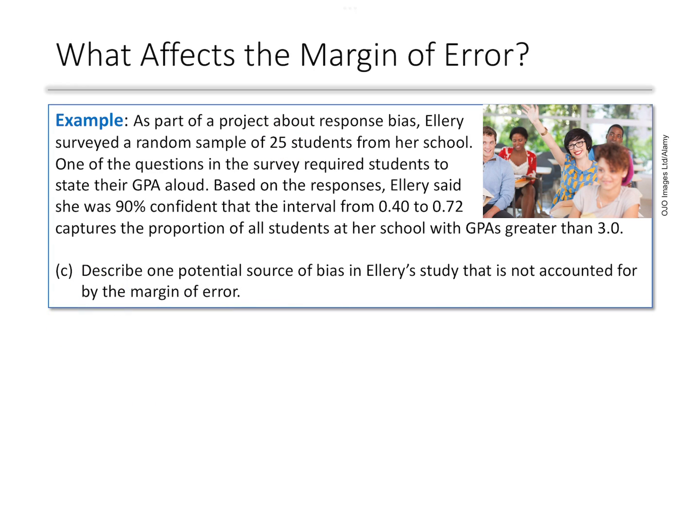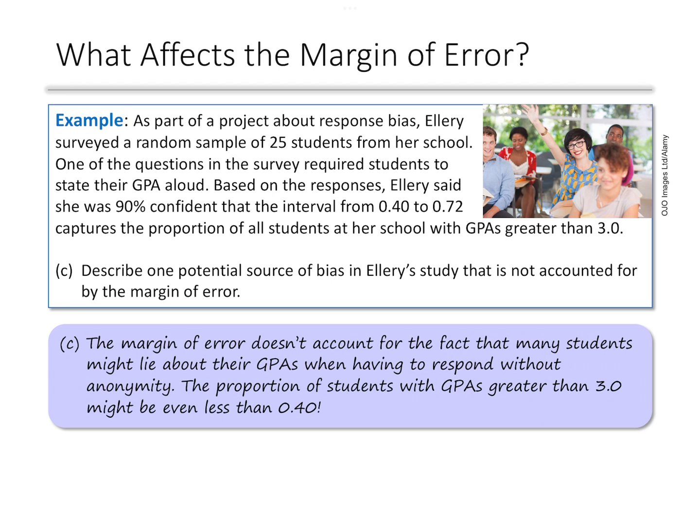And last, in that same situation, describe one potential source of bias in the study that is not accounted for by the margin of error, because remember, bias is not accounted for. The margin of error doesn't account for the fact that many students might lie about their GPAs when having to respond. Okay, you're just saying it out loud. When you hear people say it, you might lie about what yours is. So the proportion of students with GPAs greater than 3 might be less than 0.4. If you randomly had to write it on a note and no one knew it was yours, you might not lie as much as having to say it out loud, because you don't want people to say things about you.